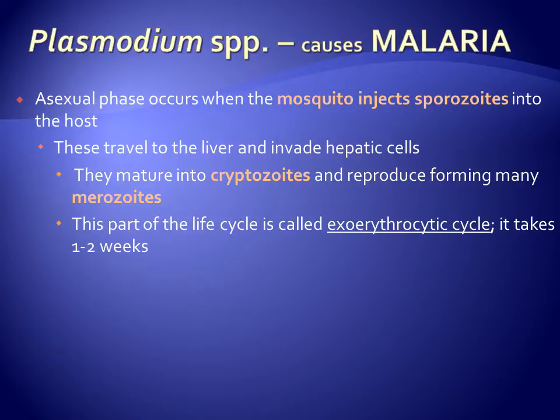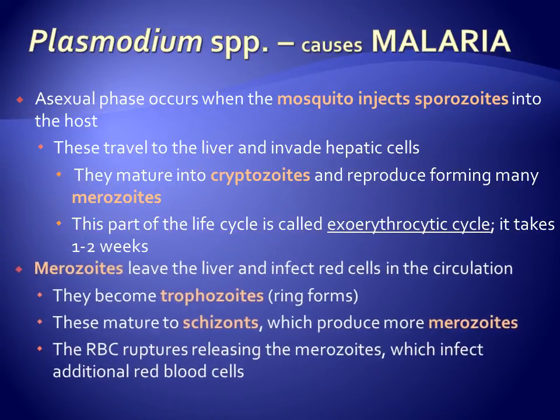Once they're in the host, the sporozoites travel to the liver and invade the hepatic cells. Within those cells, they mature into a form called cryptozoites and continue to reproduce and produce the form called merozoites. So this part of the life cycle of the organism is called the exoerythrocytic cycle because it has taken place outside of the host red cells, and it takes a couple of weeks after the original mosquito bite.